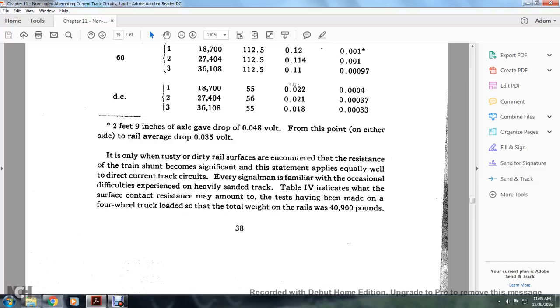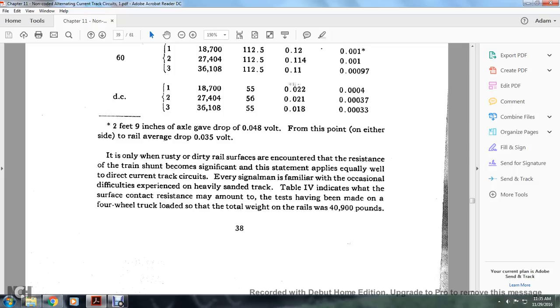It's only when rusty and dirty rails with the surface encountered that the resistance of the train shunt becomes significant. The same applies equally well to the direct current of the track surface. Every single man is familiar with occasional difficulties experienced with the heaviness of sand on the track. Table 4 indicates what the surface contact resistance may amount to.